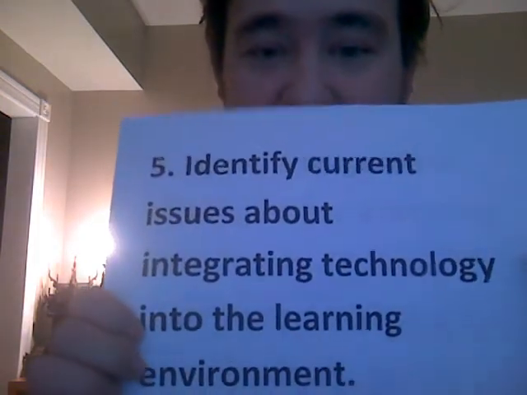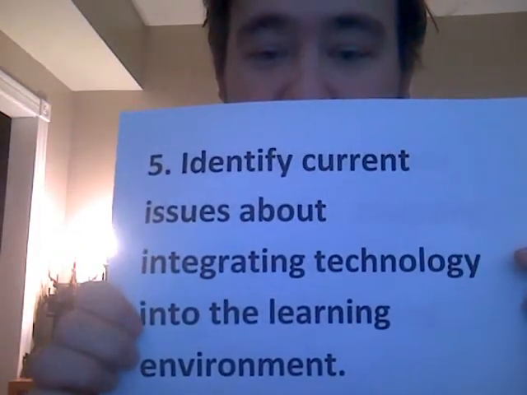Number 5, identify current issues about integrating technology into the learning environment. In the first couple of weeks of the class, when we looked at barriers to learning and distributed learning, and each of us took a topic for an essay to compose, I just found that fascinating, looking at the variety of topics that my classmates looked at. And it gave me a chance to investigate a personal interest of mine, which was how teachers learn via online learning, especially when learning about education.